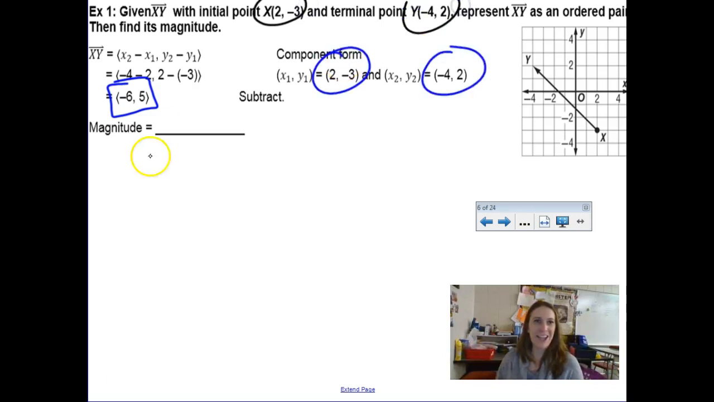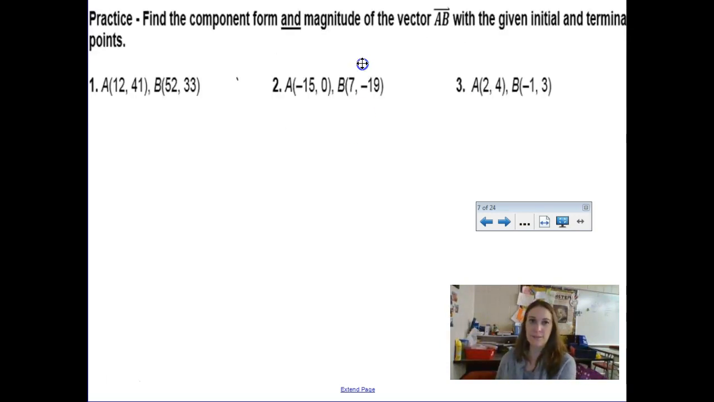So the magnitude would be the square root of negative 6 squared, which is 36, plus 25, which is 61, which is a good answer. For some of the work we're going to do today, an approximation for the square root of 61 is 7.8. It depends on what your purpose is. If they want an exact answer, because you're going to do more work with it, keep it as the square root of 61, or if it's reducible, please do.